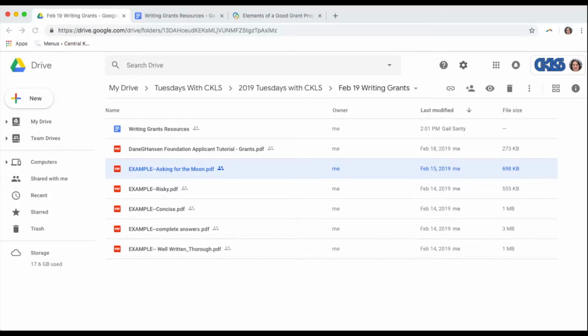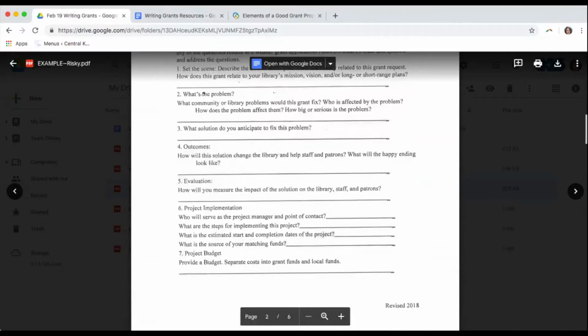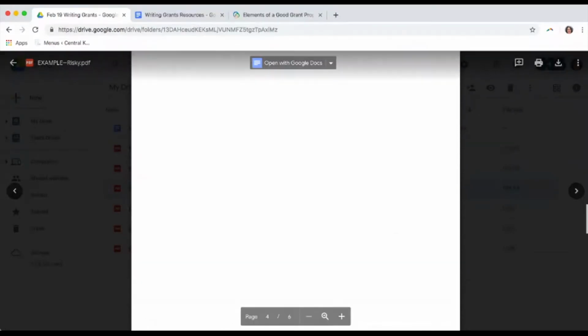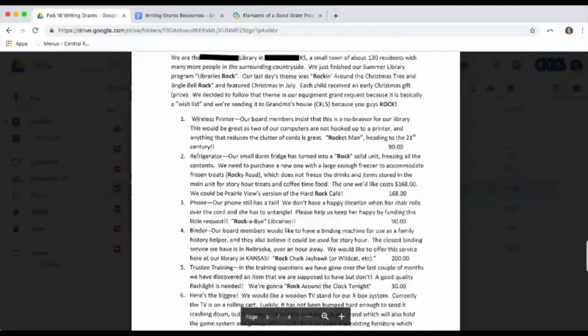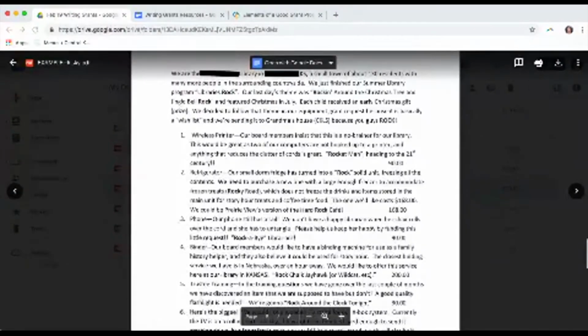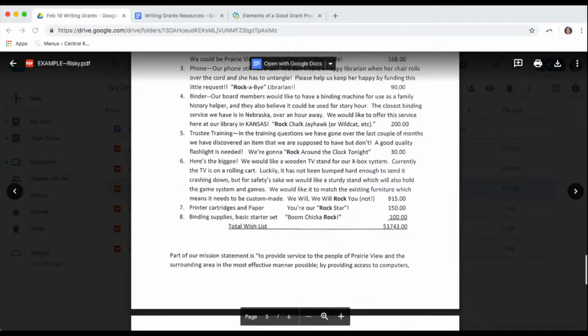All right, I have one here labeled risky, and it's one that some people liked when they saw it, and some people in the grant review committee did not. They used a theme throughout their grant proposal, and they had a bunch of different items that they were asking for, and they all tied it back to the theme. So they made it one unified unit with their theme, but there are a bunch of different requests on there.